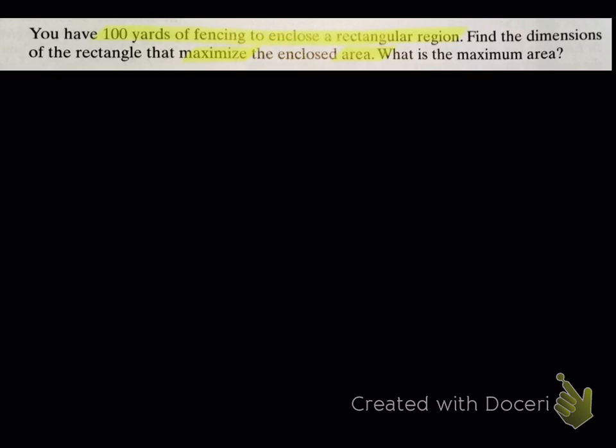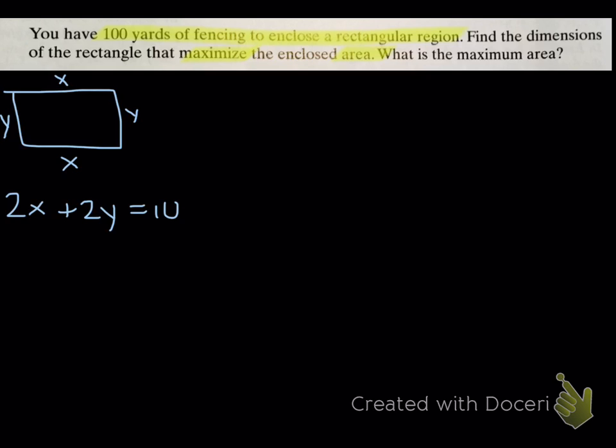So if I have a rectangle and I don't know either side, I can just assume that one side is x, one side is y. And if I tell you that I have 100 yards of fencing, that means I'm telling you the perimeter. And we know the perimeter is adding up all the sides. So my first equation, let me write it below the rectangle: 2x plus 2y has to equal 100.